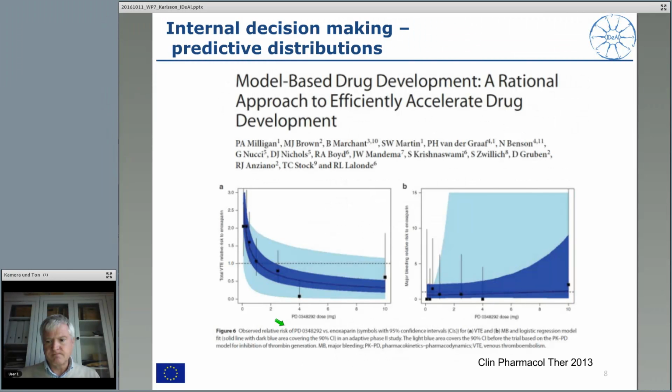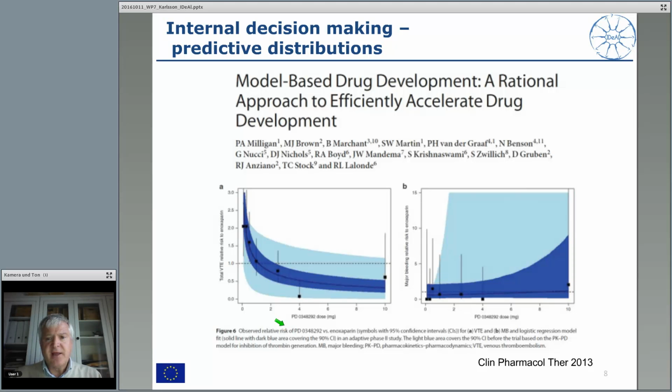Sometimes it's not the parameter distributions themselves, but some derived metric that is of interest, as illustrated here. It could be the probability of success according to some metric that is the basis for decision. So these types of probability-based model-derived metrics are routinely used in many companies.